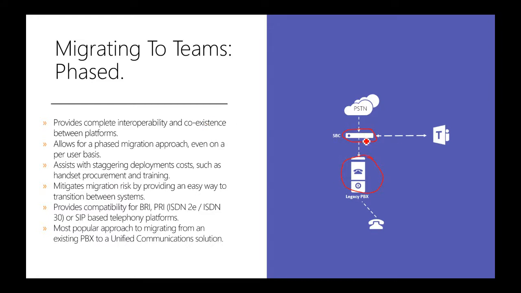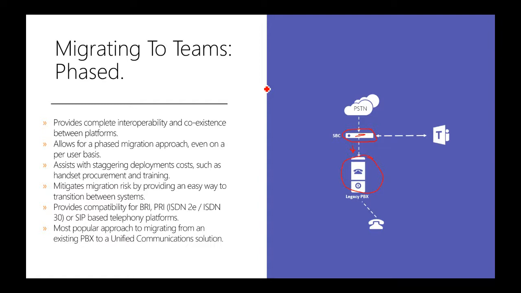Now, the session border controller, think of it as a junction point, a translator between the two systems. And we plug your telephone lines into the session border controller, and then we put another little cable here between the session border controller and your telephone system. And what that allows us to do is intercept calls at this SBC level before they get to your PBX. So what we're able to do is do a very granular migration of even moving a single user at a time.